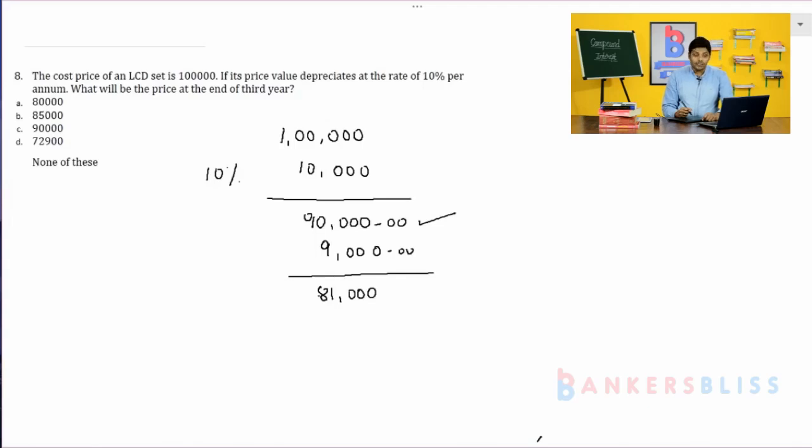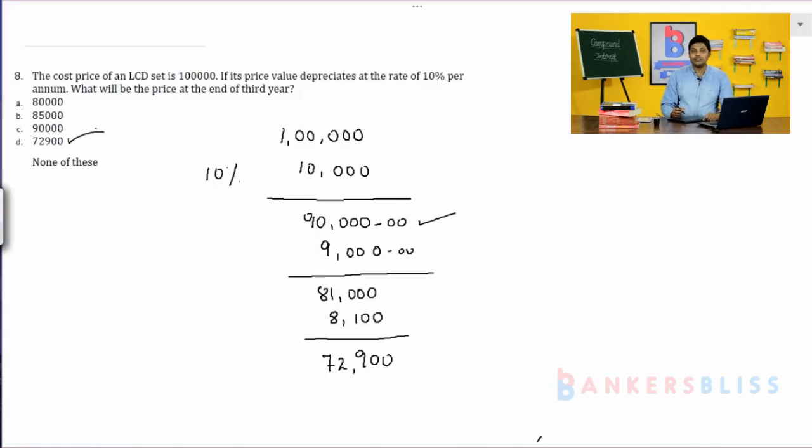Now again 10% on 81,000, that is 8,100. After subtraction you are going to get 900, and here 80 minus 8, 72. So 72,900 is the final answer. So, option D is the right answer.